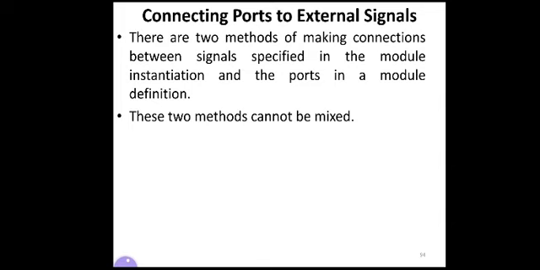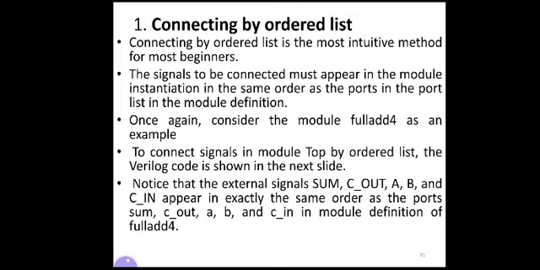For making the connection between the signals in the module instantiation and the ports in the module definition, there are two different types. These two methods cannot be mixed. Remember, if you are using one method, you have to use the same method only. So which are those two different types? The first one is connecting by order list, and the second one is connecting ports by name.